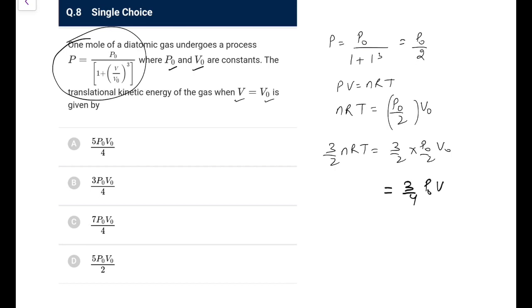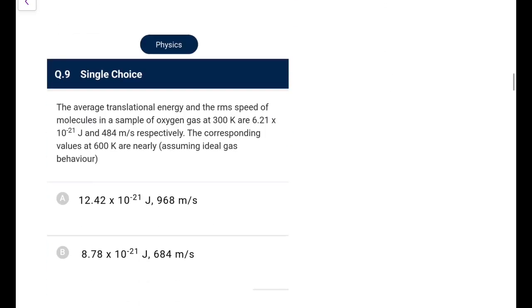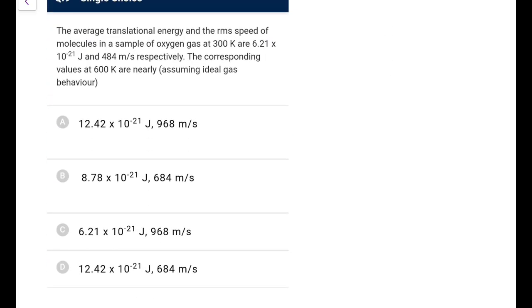3 by 4 P naught, V naught. So option B is the most appropriate one for this. Next one. The average translational energy and the RMS speed of molecule in a sample of oxygen at 300 Kelvin are given as this and this respectively. The corresponding values at 600 Kelvin will be.